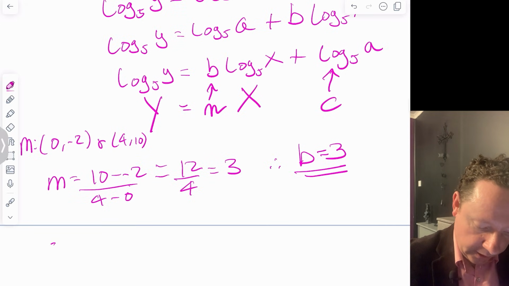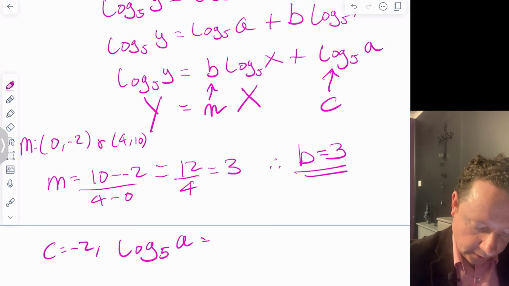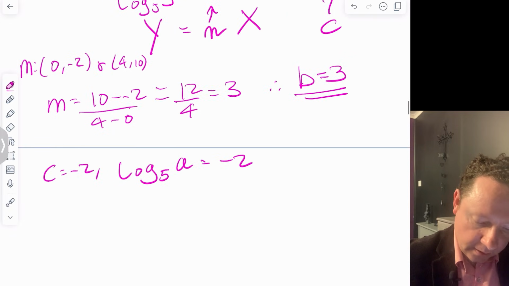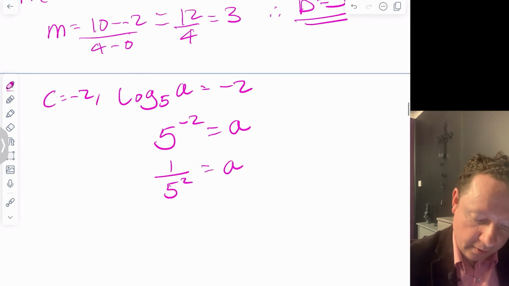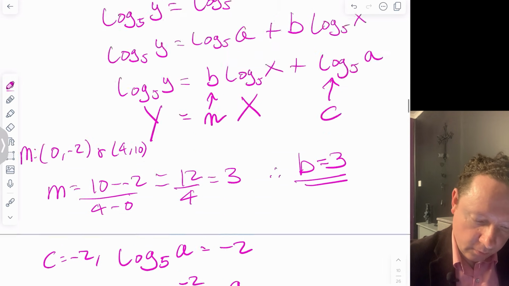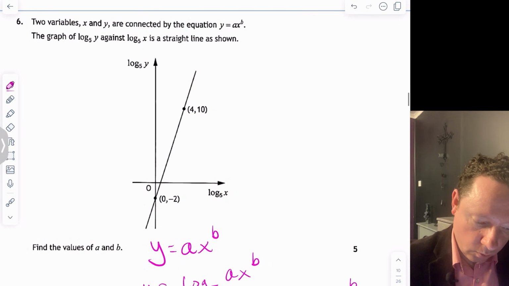So if c is minus 2, that means that log base 5 a equals minus 2. So that means that 5 to the power of minus 2 equals a. That's 1 over 5 squared. 5 squared is 25, so a is 1/25. And we've got that, so we're done.